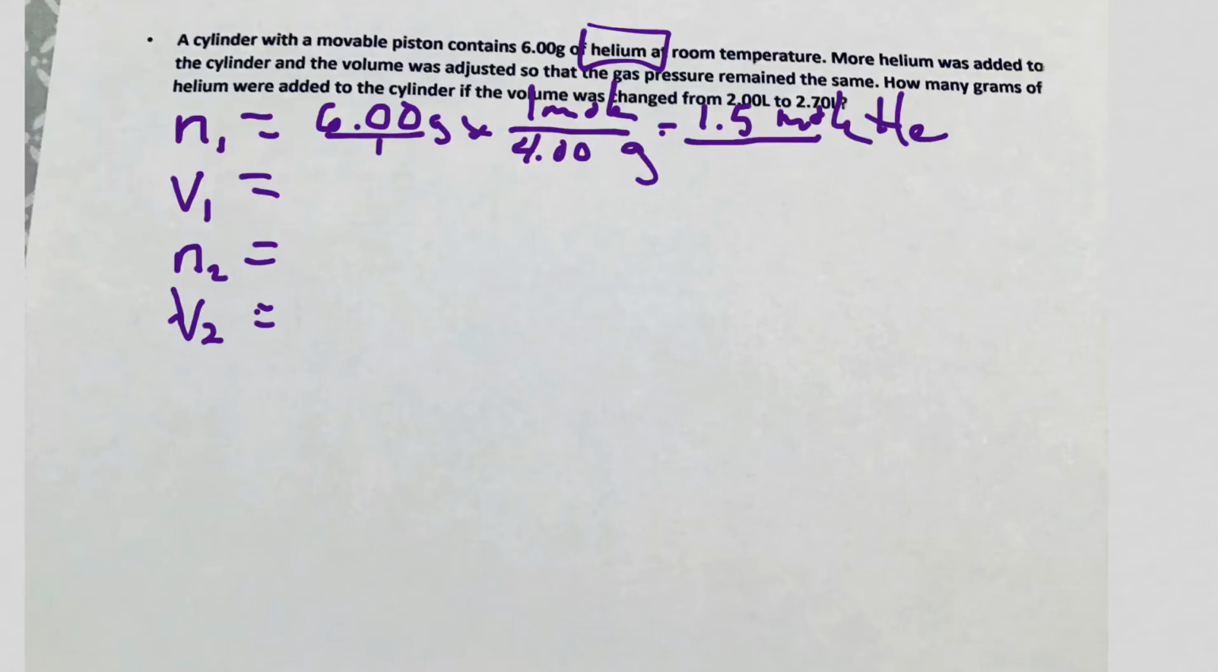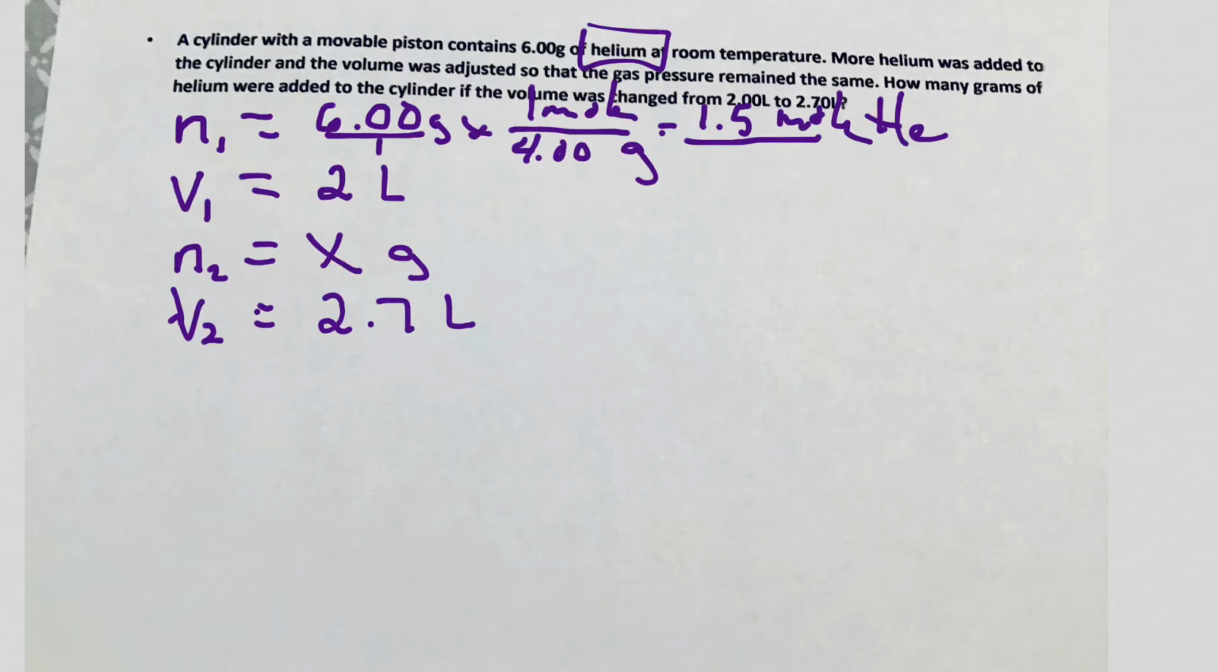Then we keep reading. More helium is added to the cylinder and the volume adjusts to the gas. Pressure remains the same. How many grams of helium? So our second moles is X, but we need it to be in grams. We're added to the cylinder if the volume changed from 2 liters to 2.7 liters.